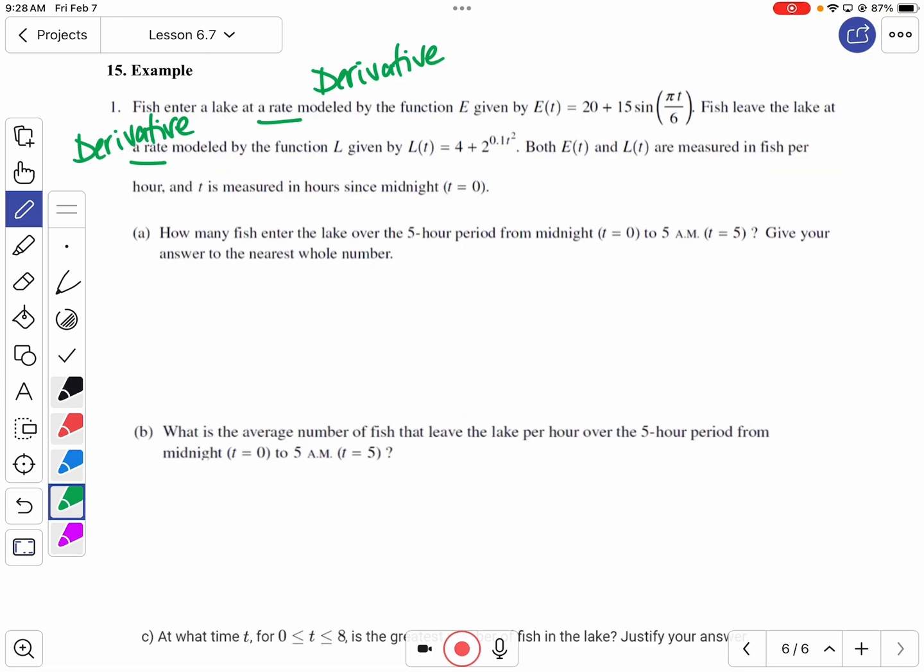Okay, both E and L are measured in fish per hour, and t is measured in hours since midnight. Okay, for part A, how many fish enter the lake over the 5-hour period from midnight to 5 a.m.? Give your answer to the nearest whole number. That's the first time you've probably seen that. Okay, they don't want your decimal approximation there. All right, what would you do?